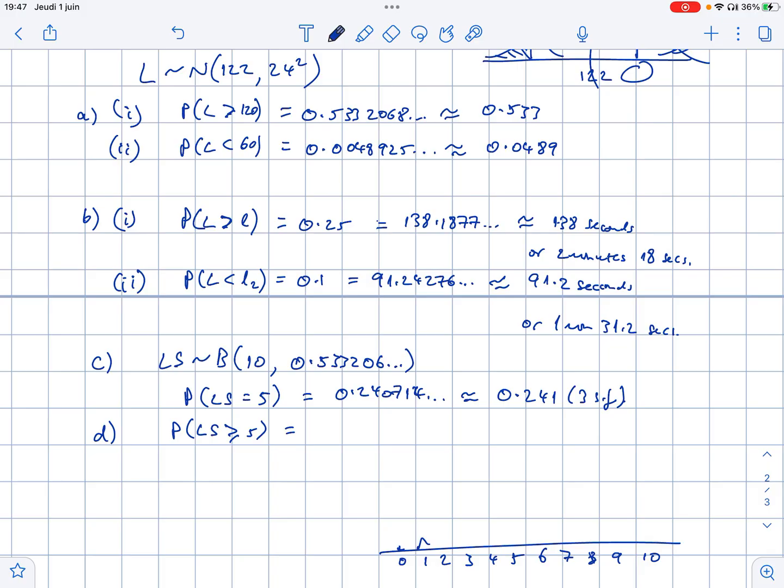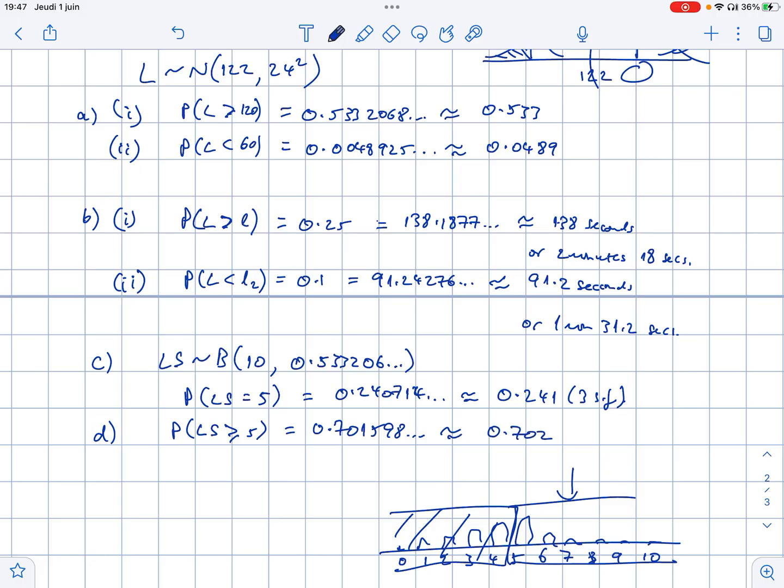And we've got some graph here that looks like this. And we want to do everything that's greater than or equal to 5. So you can either find these ones and subtract them from 1 to get these ones, or you can go straight to these if you're on the Inspire. CDF between 5 and 10 is 0.701598, etc., which is approximately equal to 0.702, to 3 significant figures.